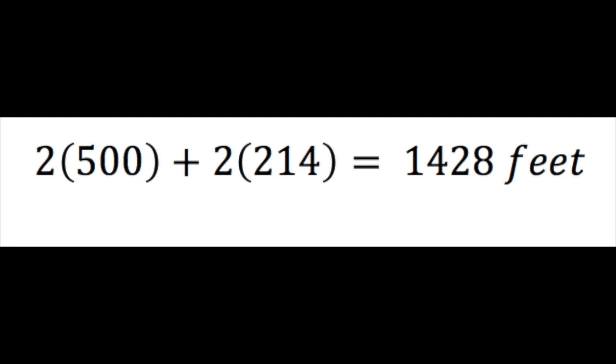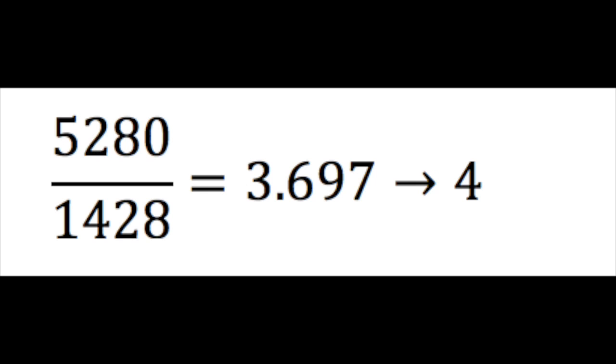Then we added twice the length and twice the arc length, and the sum totaled to 1,428 feet. However, because there are 5,280 feet in a mile, we divided 5,280 by 1,428 and got 3.697. From this, we concluded that we would need to run around the track approximately 4 times to run a mile.